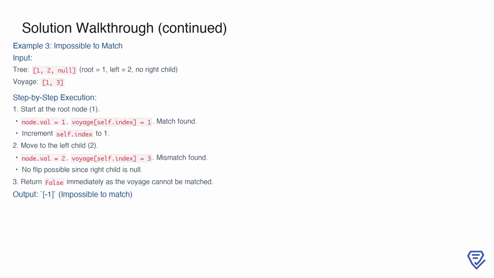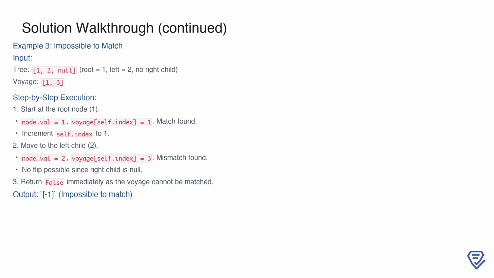Starting at the root, the value matches the first value in the voyage, so we increment the index. Next, we move to the left child of the root, which has value 2. However, the current value in the voyage is 3, not 2, resulting in a mismatch. Since the right child of the root is null, a flip is not possible. At this point, we immediately return false because the voyage cannot be matched to the tree structure.